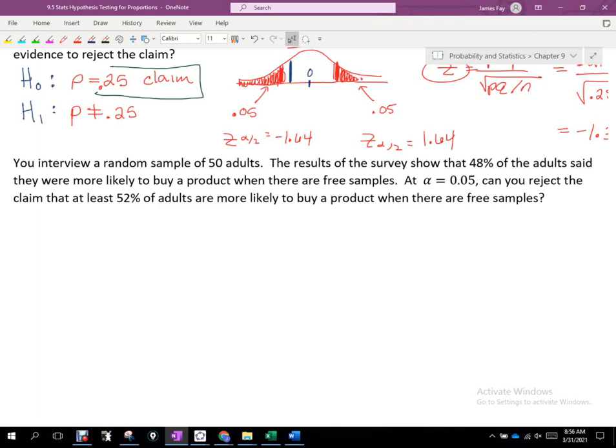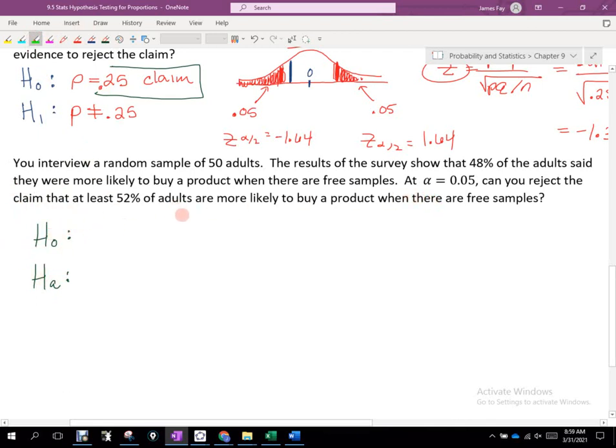Okay, so why don't you guys take a minute here. We know it's going to be proportions, but see if you can come up with what you think your null hypothesis and your alternative hypothesis should look like, and then identify which one should be the claim. When you read, I think this one's kind of backwards. Just get the hypotheses written here.